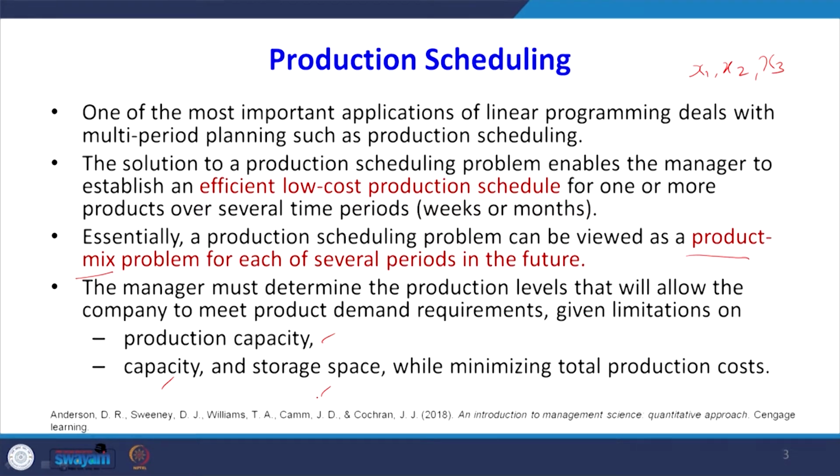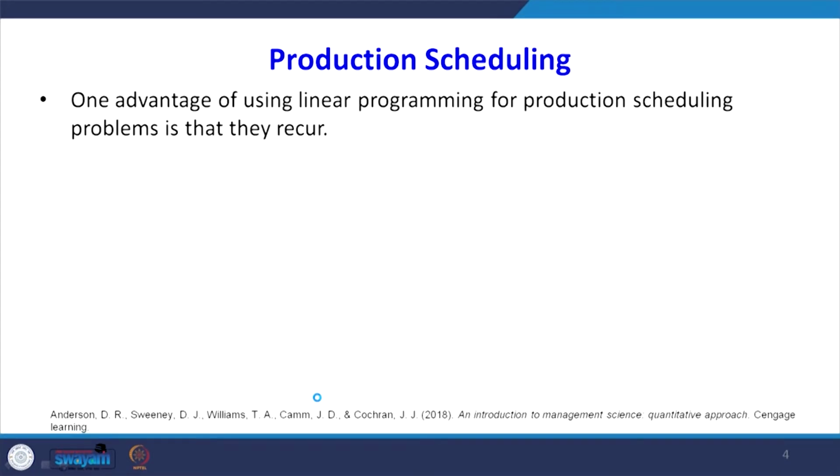So, what is the objective of a production scheduling problem? We have to prepare a schedule that will minimize our production cost. One advantage of using linear programming for production scheduling problems is that they recur. Because scheduling is a very operational problem, every month or every year the scheduling needs to be done. So, once a mathematical model or an Excel model is prepared, it can be reused. That is the advantage of using Excel.